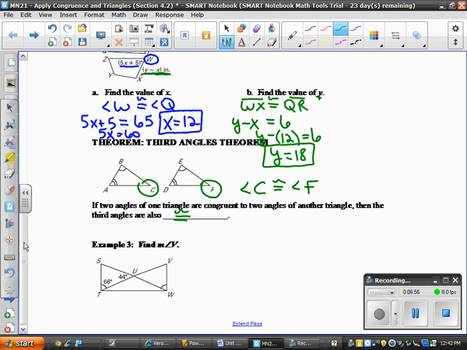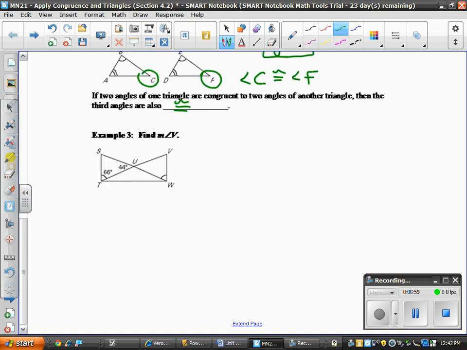Well, how can we use this in an actual kind of problem? This example 3 is going to use that idea. And what we're trying to do is find angle V. This is the unknown. So if you look, let's just fill in what we know within this triangle right here. We know angle W is going to be congruent to angle T because of the notation. So we know this is 66 degrees. We also know that this angle right in here is 44 degrees because of vertical angles.